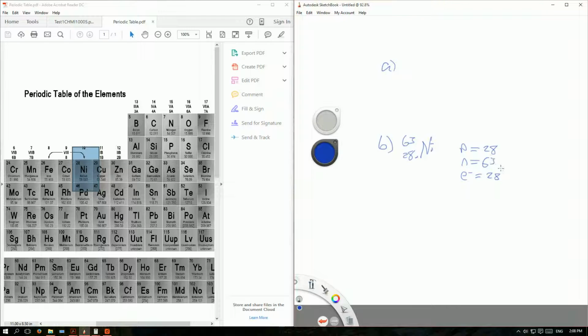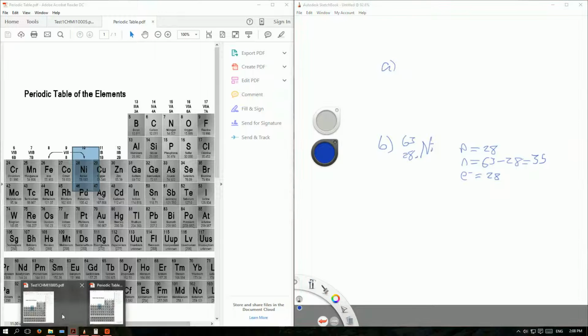The neutrons, remember, is just that, which happens to work out to 35. So that's the answer to that one.